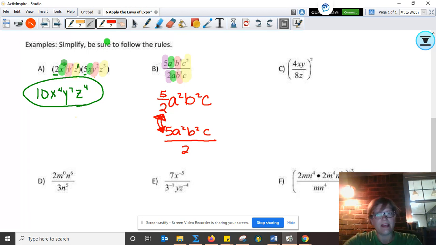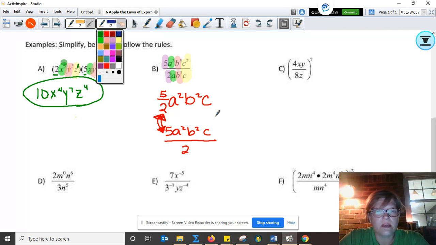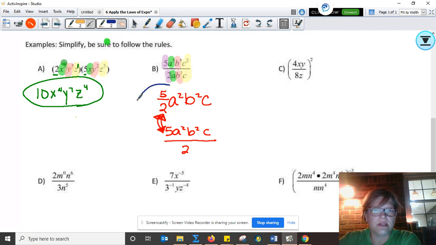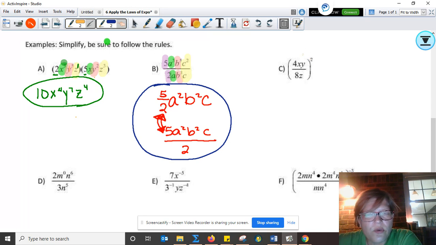All right, now for C. Let me circle that. I changed colors beforehand. So I need to distribute, or you can simplify. When you have parentheses, see if you can simplify anything inside first. The only thing that will simplify is that 4 over 8, and 4 over 8 reduces to 1/2. So it's going to be 1xy over 2z. And we're squaring that.